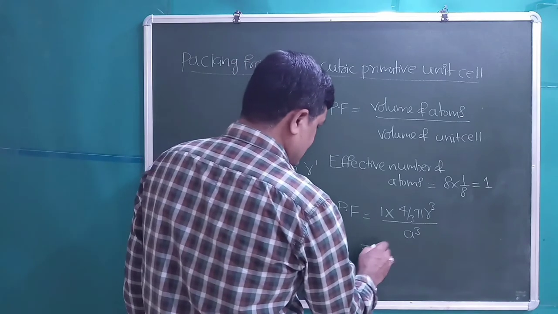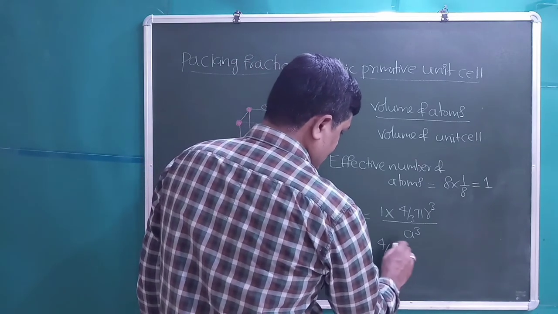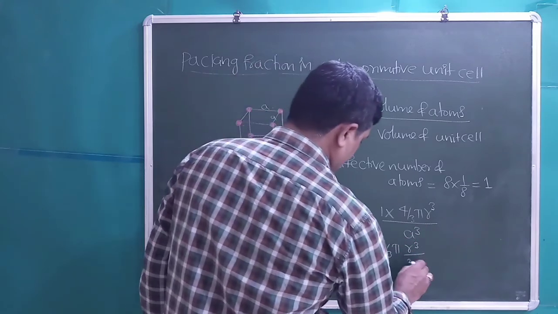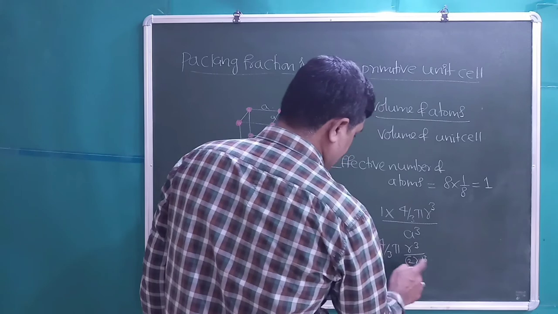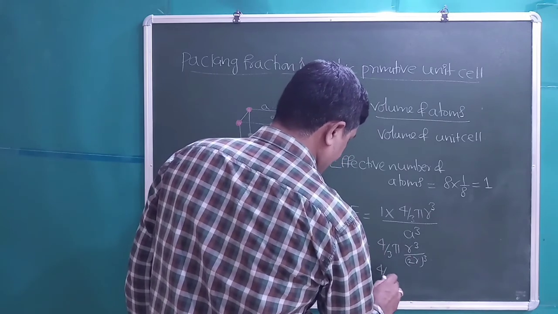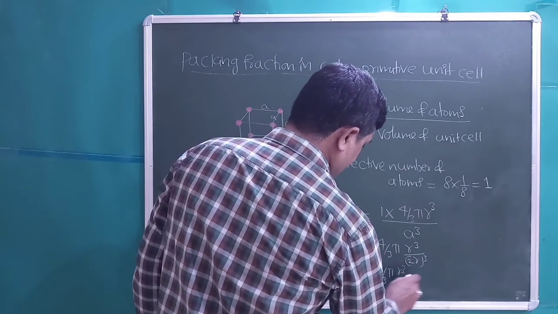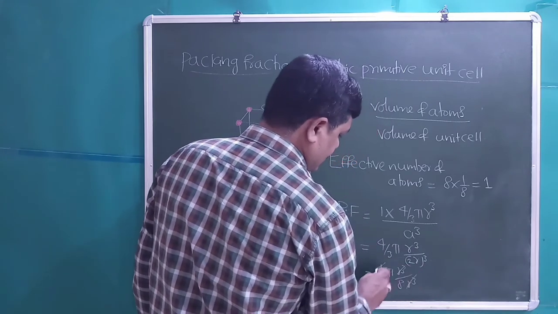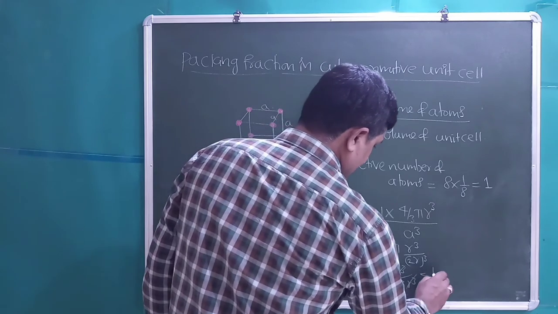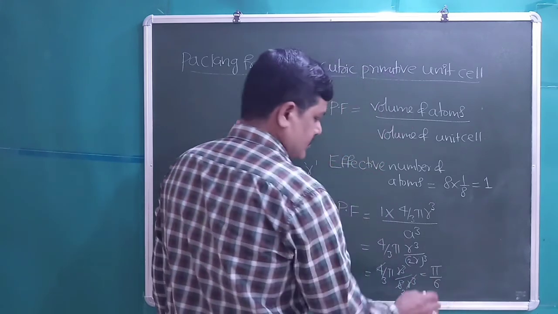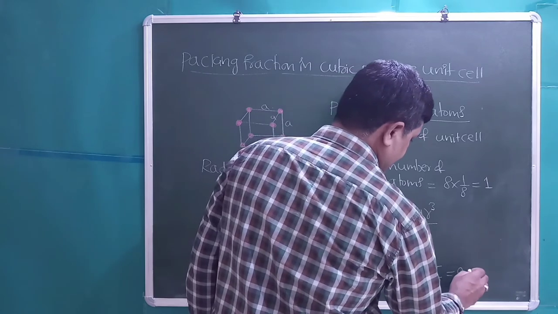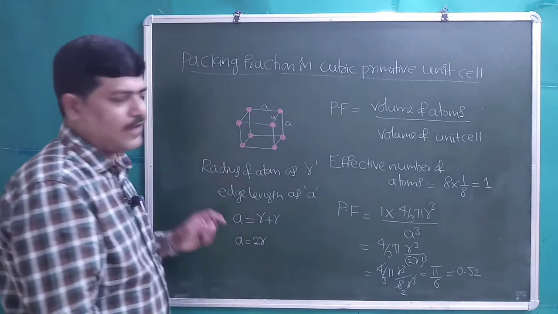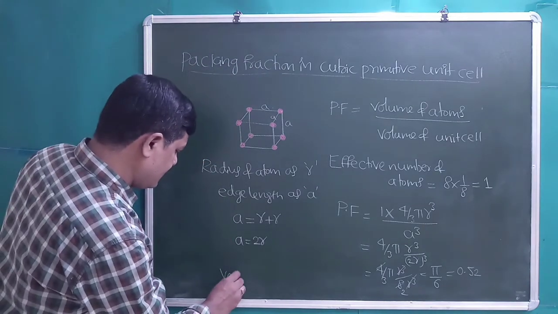So packing fraction is equal to 4 by 3 pi r cube divided by 2r whole cube, which is equal to 4 by 3 pi r cube by 8 r cube. The r cube gets cancelled. 4 ones are 4, 2 threes are 6, which is pi by 6 we are getting. On simplifying this we will get it as 0.52. Packing fraction is 0.52.